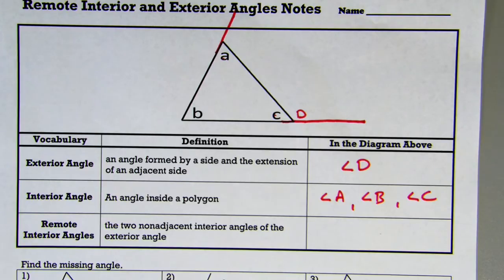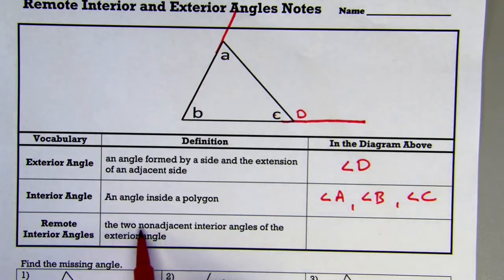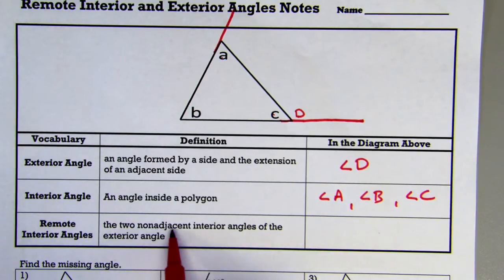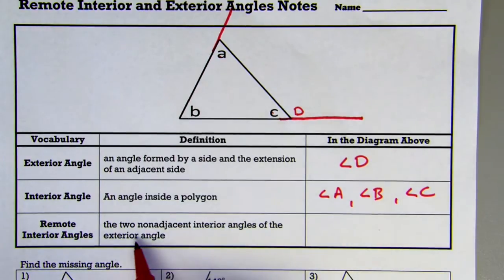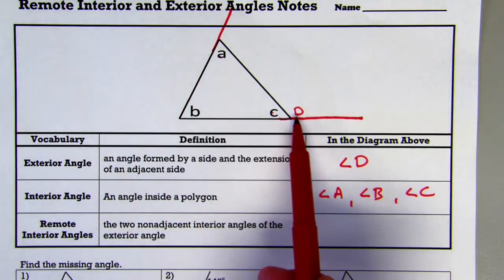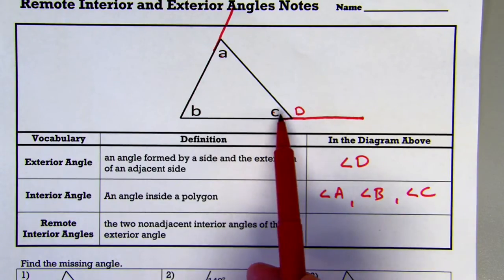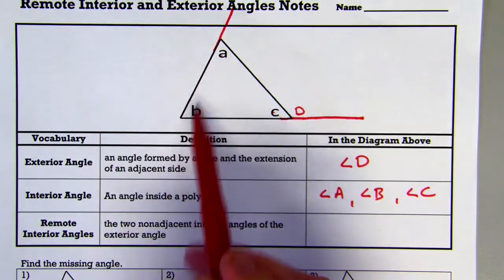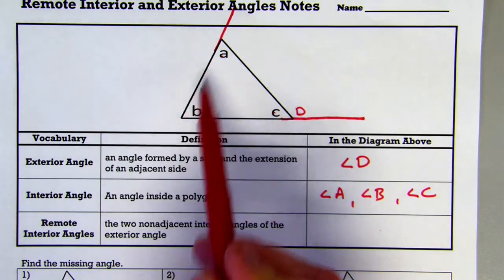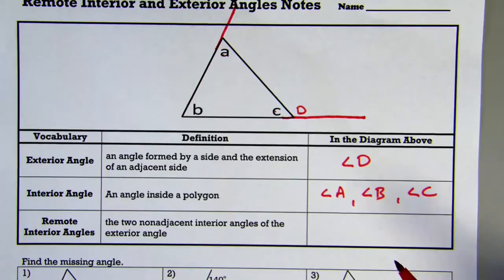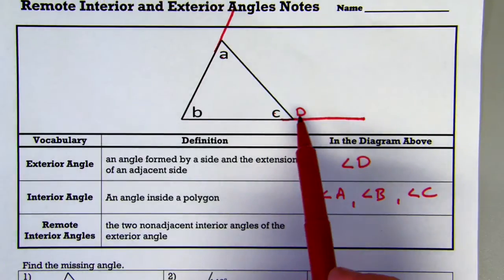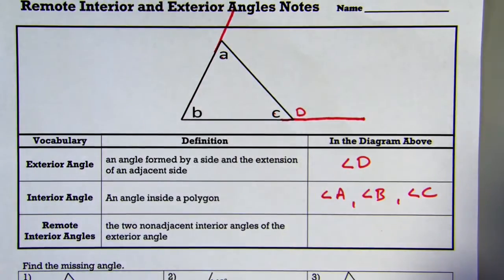So that's not easy to understand, but let's break it down. The two non-adjacent, and we know that adjacent is next to, so non-adjacent would be angles that are not next to the exterior angle. So if we talk about D as our exterior angle, C would be an adjacent angle. It is next to it. We want to look at the interior angles that are not adjacent to it. So these are the other two interior angles, and they're not right next to D. Okay, so they're non-adjacent to it. All right. So that would be an example of the remote interior angles.